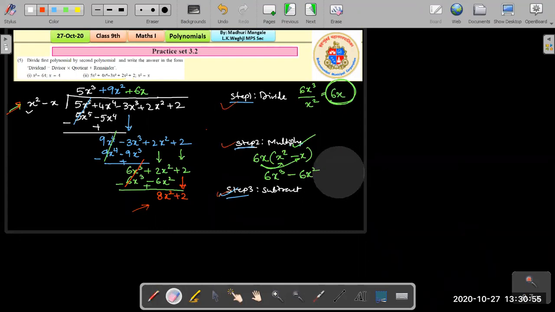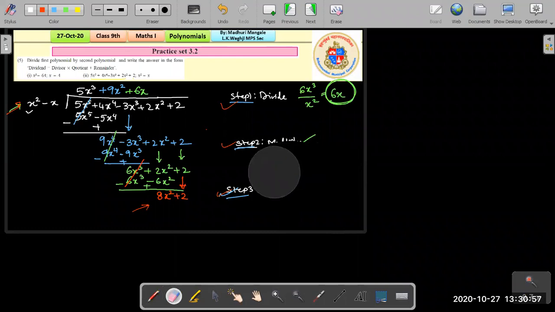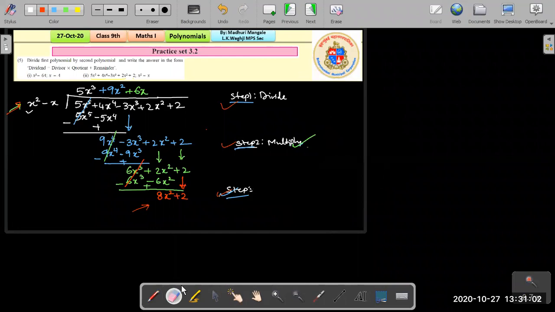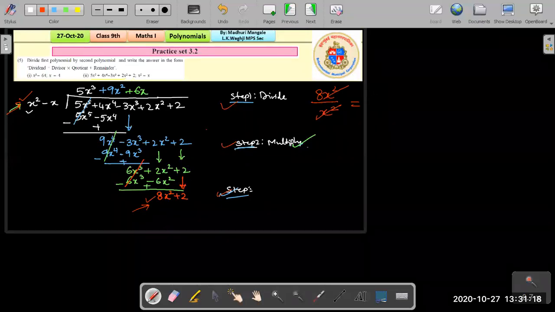So step 1, how do we begin? We start with dividing the first term by the first term. What is the first term here? It is 8x squared, and the first term of the divisor is x squared. So 8x squared divided by x squared, clearly x squared and x squared will get crossed out. We are left with just 8. And where do we write this 8? Yes, you all are right. It goes on the top. So over here we write it as plus 8. And then the next step, multiply.